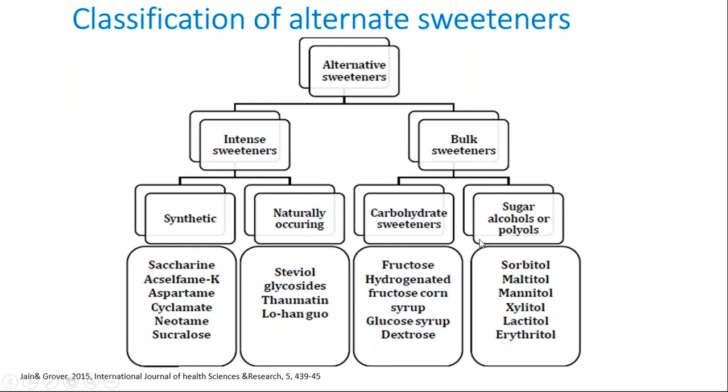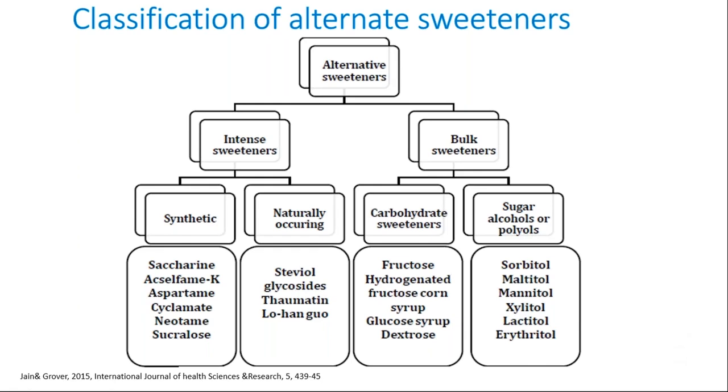We also have the sugar alcohols or polyols, which have a lower nutritive value and which are generally used in products such as chewing gum. These are the sugar alcohols: sorbitol being the sugar alcohol of glucose, maltitol that of maltose, xylitol that of xylose, lactitol is the alcohol of lactose, and erythritol is the alcohol form of erythrose.